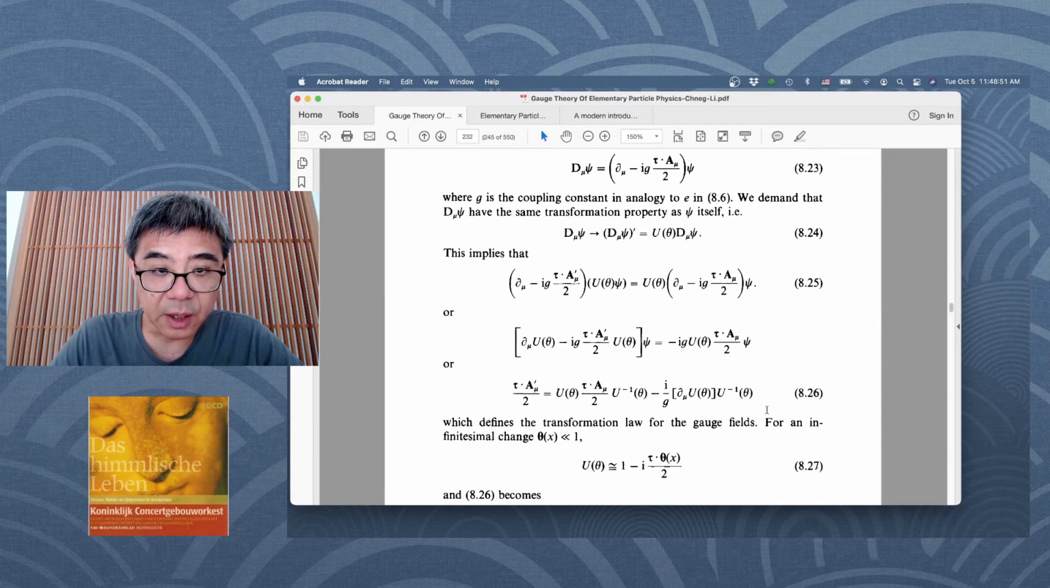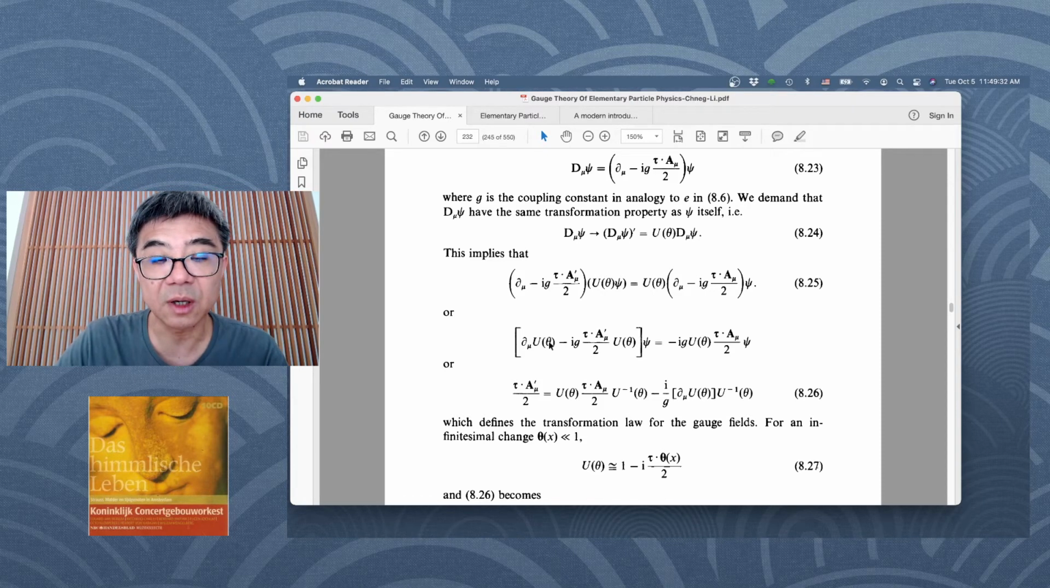Therefore, in the derivative, this term is here, and here we have U times partial mu psi. U partial mu psi will cancel each other. Then the space-time derivative could also act on U, because remember theta depends on space-time. Therefore, we got this additional term here. This is the additional term due to the space-time dependence of theta.